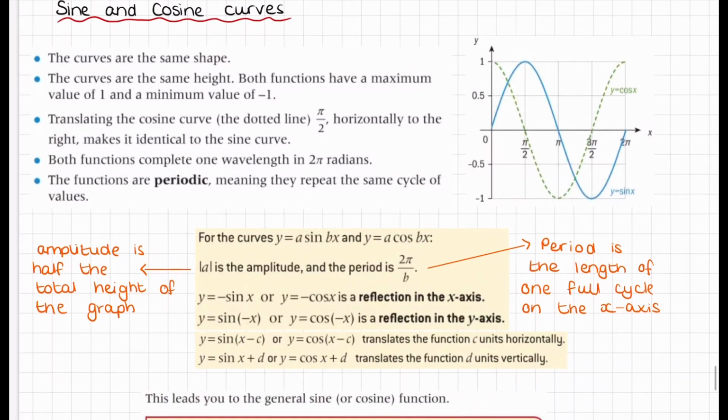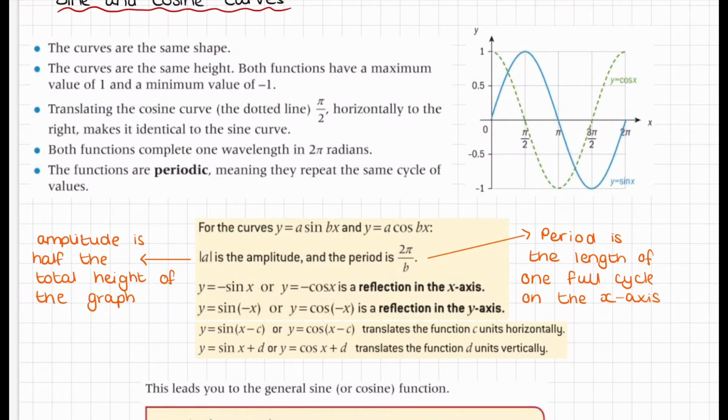Now, for the curves y equals a sine bx and y equals a cos bx, a is the amplitude. The period is 2 pi on b. Now the amplitude is half the total height of the graph, so if you've got the graph drawn, you just look at half the total height. So some people like to do the maximum plus the minimum divided by 2. Period is the length of one full cycle, and in our function, you find it by doing 2 pi on b.